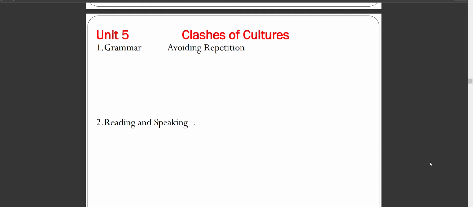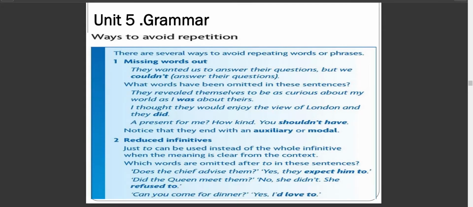Today we will talk about Unit 5. What do we have in Unit 5? In Unit 5 we have the title, which is clashes of cultures, تصادم حضارات. And then we have grammar, and then we have reading and speaking. In grammar we will talk about avoiding repetition, تجنب التكرار. Okay, and the second one is reading and speaking. Let's come to the first slide, Unit 5, which is grammar.